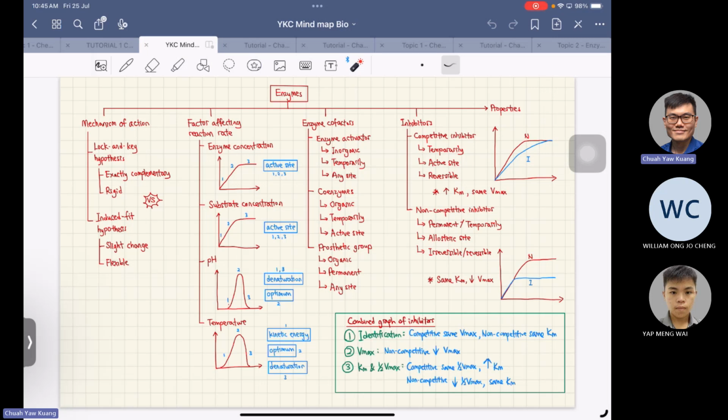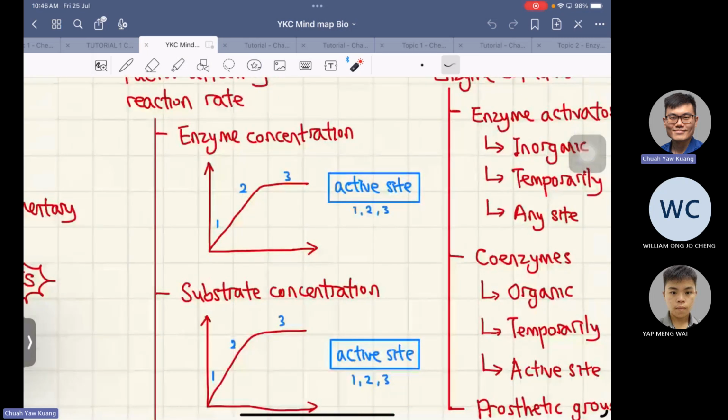Yep, this is the second thing that you will look at. In the mind map, you can see there's a number 1, 2, 3. This is actually the step for us to explain the graph. It's how we explain the graph, because this is how our marking scheme will look at it in general, basically.